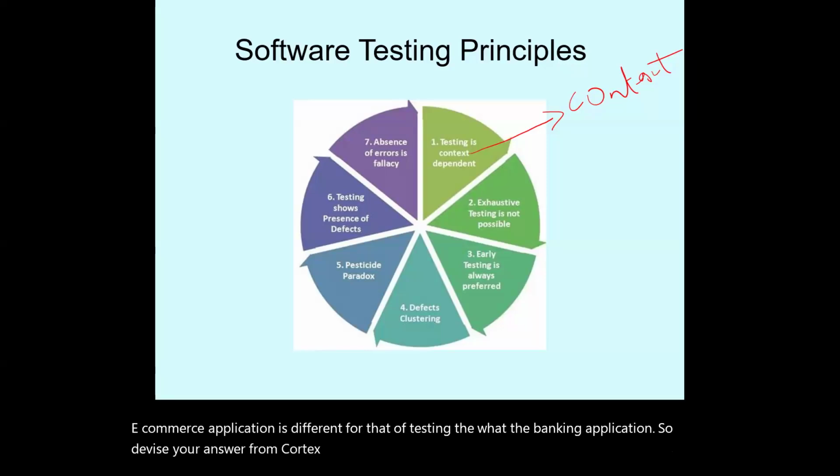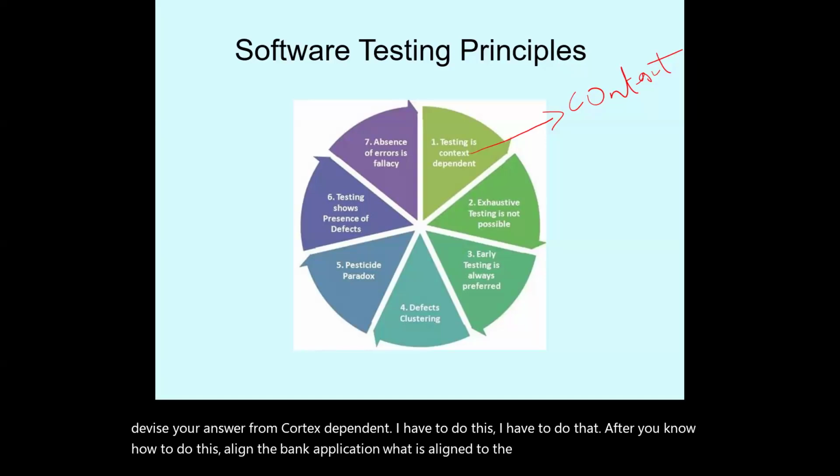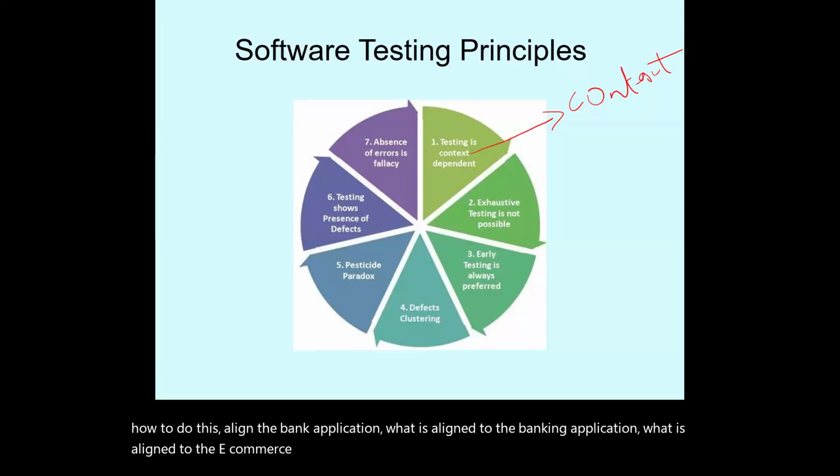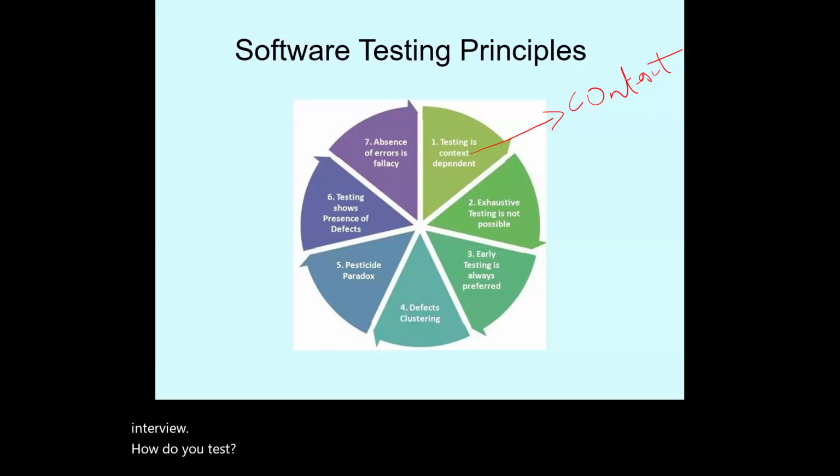I have to do this, I have to do that, what is aligned to the banking application, what is aligned to the e-commerce application. So no one will ask what is context dependent in the interview. How will you test the banking application and the e-commerce application?